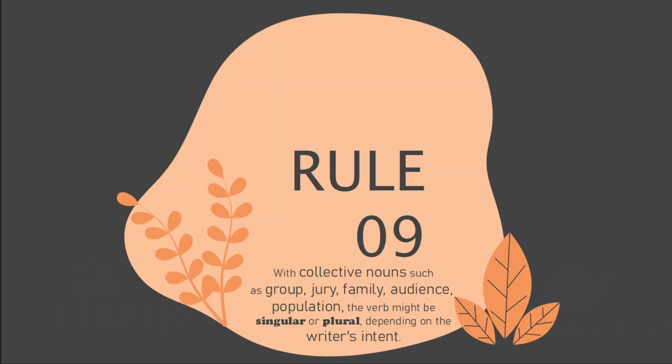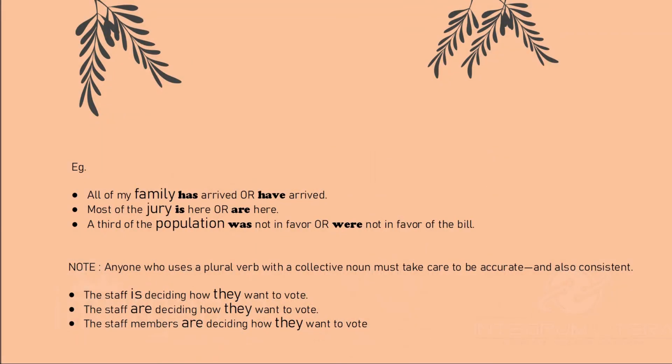Rule number 9. Again, with collective nouns such as group, jury, family, audience, population, the verb might be singular or plural depending on the writer's intent. So what we're trying to say is whenever we use collective nouns, such as group, jury, family, audience, population, the verb is not prominent because it primarily goes with the writer's intent.